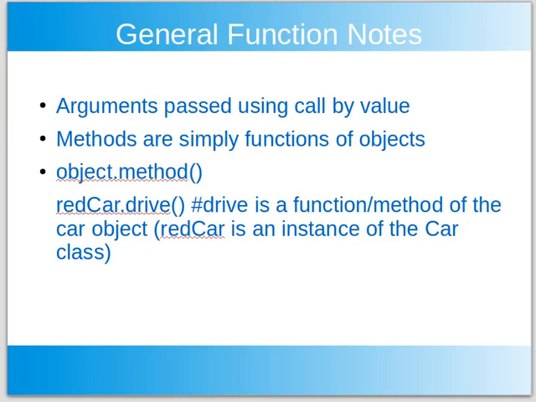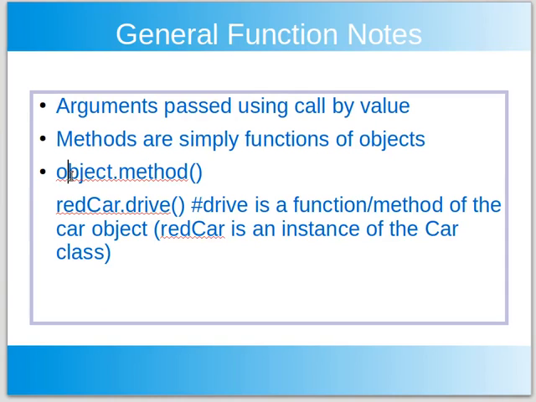General function notes. Arguments are passed using call by value. Methods are simply functions of objects, so the format would be object.method. A method is, again, just a function that happens to be part of an object. So here's the example, redcar.drive. Comment: drive is a function/method, same thing, of the car object. redcar is an instance of the Car class, and we'll cover classes in a future lesson.